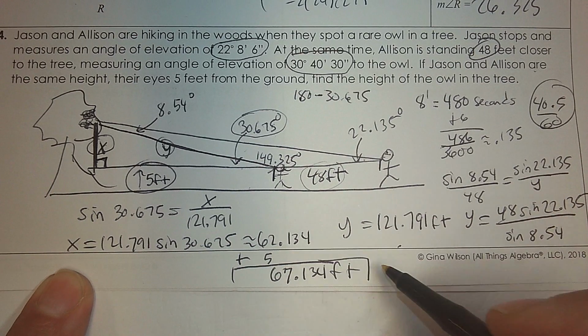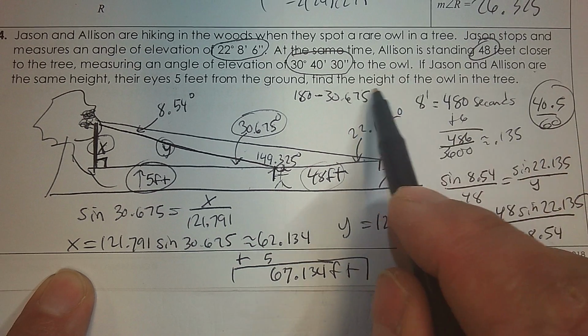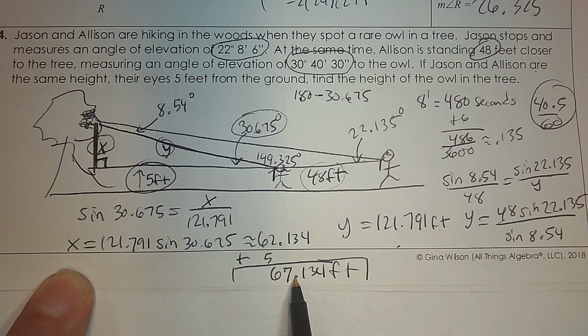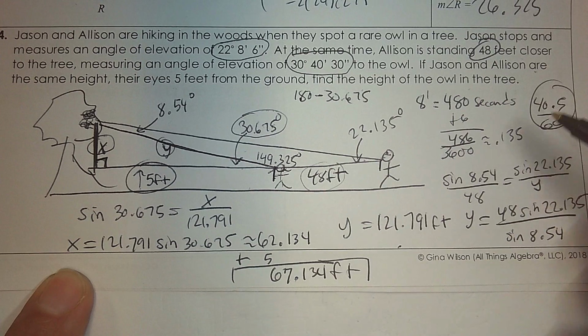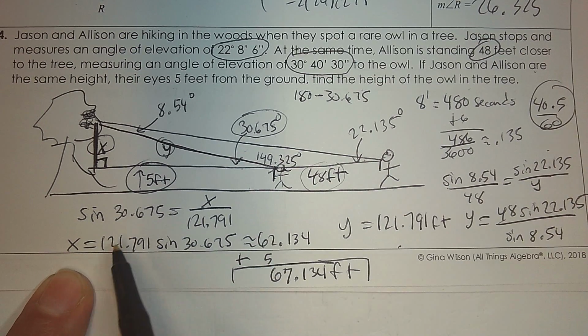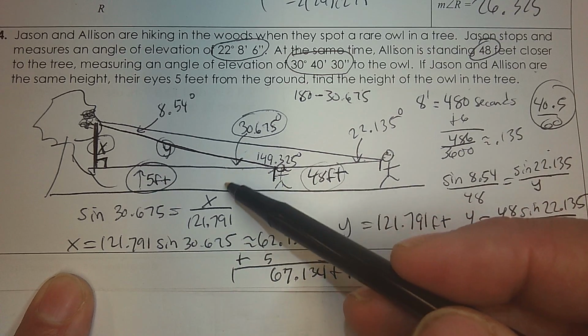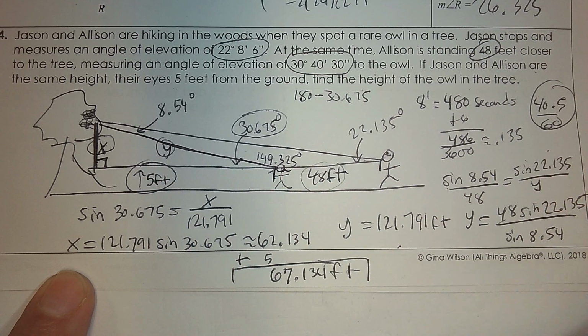And the answer is the height of the owl on the tree is 67.134. Using the law of sines and SOHCAHTOA, right triangle trigonometry, and adding the 5 feet from the eyeballs to the ground, you get your answer. Good job. Turn the page.